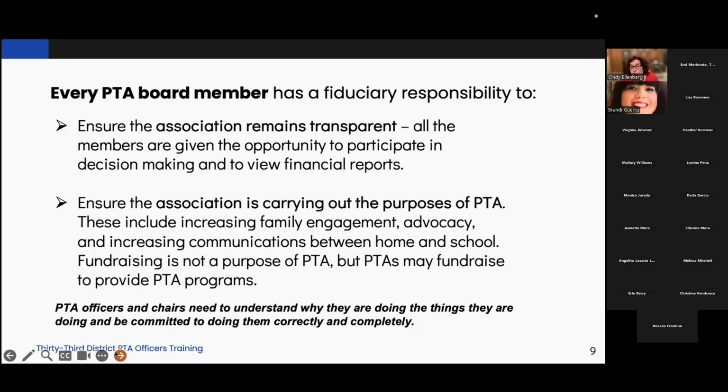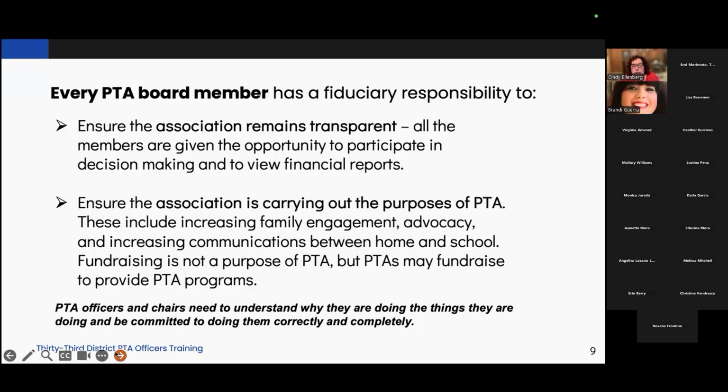While fundraising is not a purpose of the PTA, we can fundraise to provide PTA programs. And as was outlined in the previous trainings this week, it's typically a 3-to-1 ratio, 3 programs for every fundraiser. We do not want to have a surplus of money. We want to use the money that we fundraise to provide programs for the students and the families for the current year. So the ones that are giving their membership dues and donations get to experience the PTA programs.